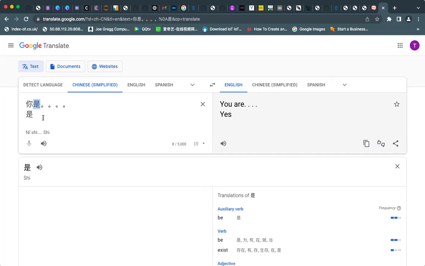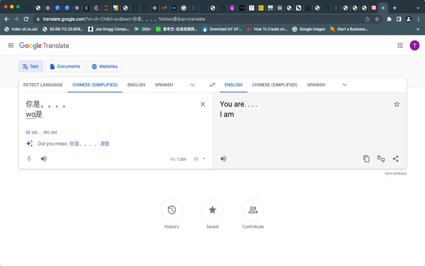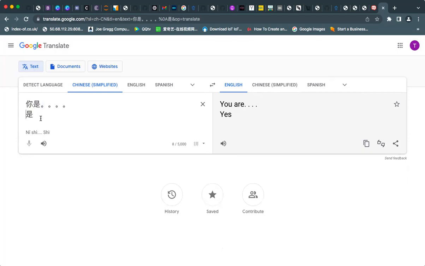So if they ask you, Ni shi Xiao Ma? Are you Xiao Ma? And then you just go shi. Or dui, if you want to go with the dui. Because the beauty is you don't need to say I am. You can just say yes. Or if you're not, yes. What's the opposite of that?